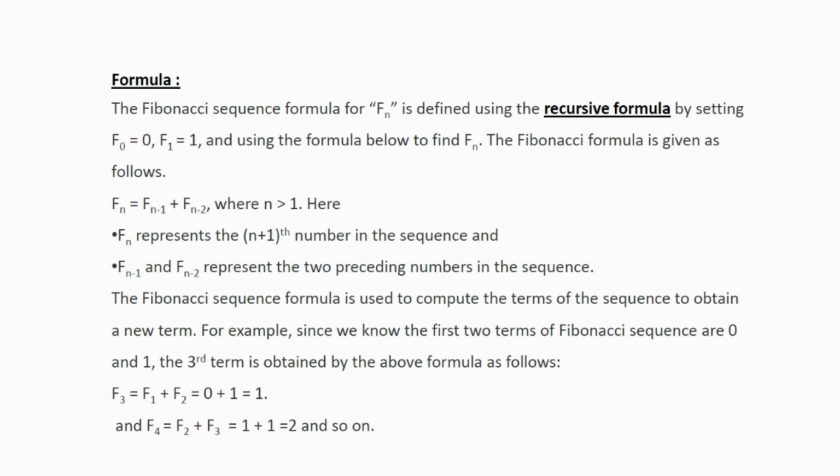Here Fn represents the n plus 1th number in the sequence and Fn minus 1 and Fn minus 2 represent the two preceding numbers in the sequence. The Fibonacci sequence formula is used to compute the terms of the sequence to obtain a new term.